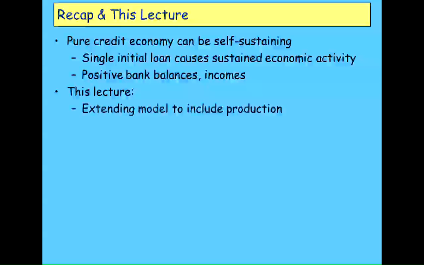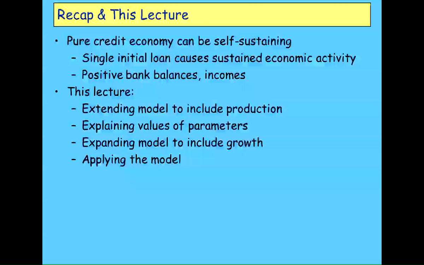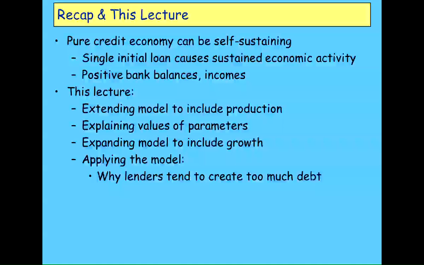So the main thing I'm going to do now is include production inside the whole thing, link, in other words, the monetary flows to the physical flows, and explain where those values came from, expand it to include growth, and then apply the model in a couple of ways. First, to ask a simple question: why do lenders want to create too much debt? Which they clearly do. And then modelling a simple credit crunch.